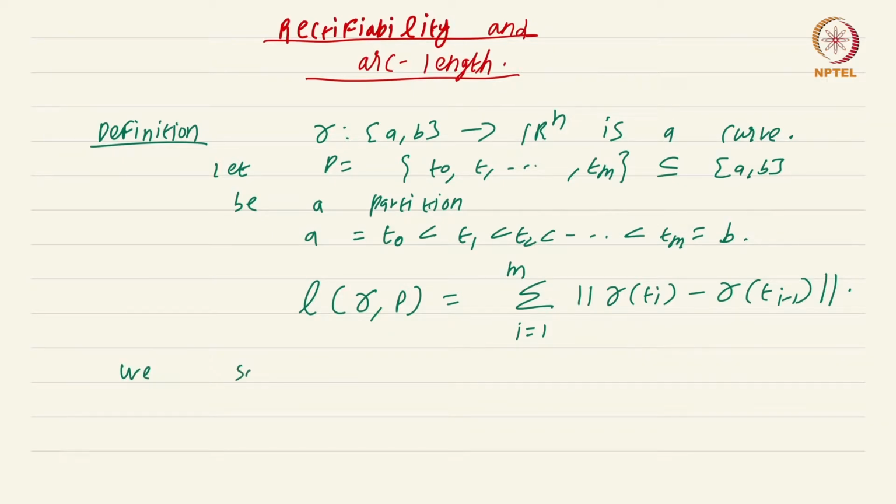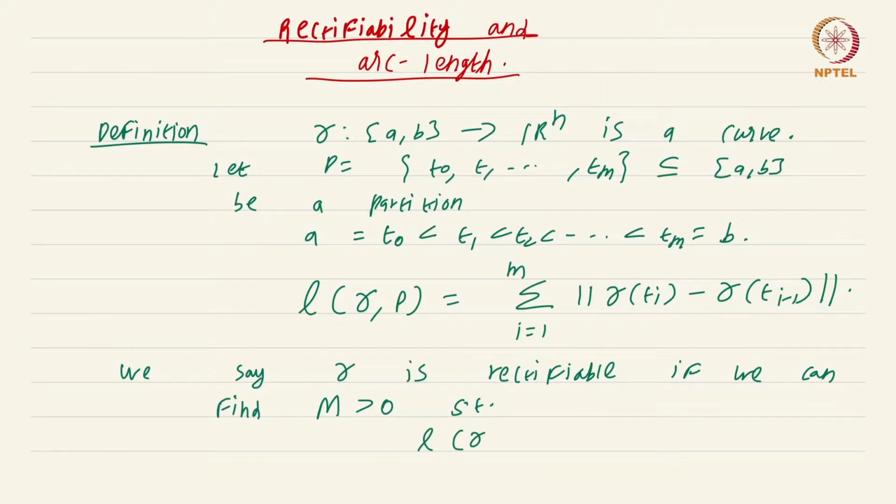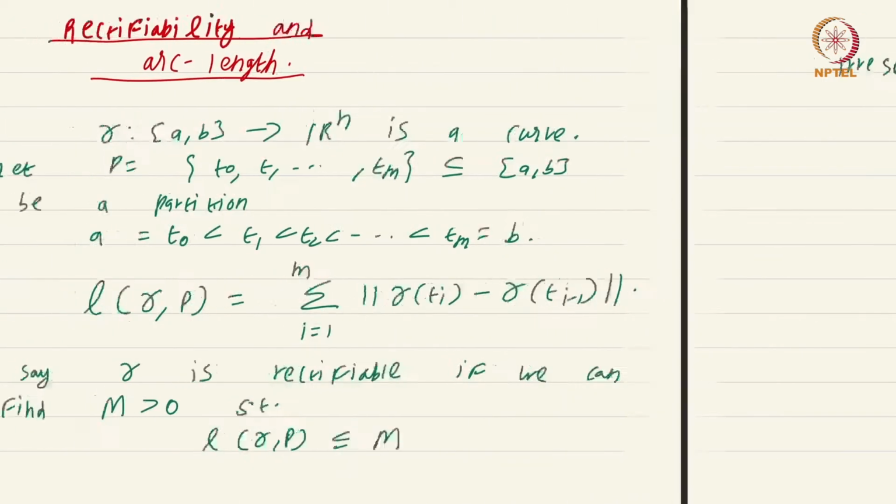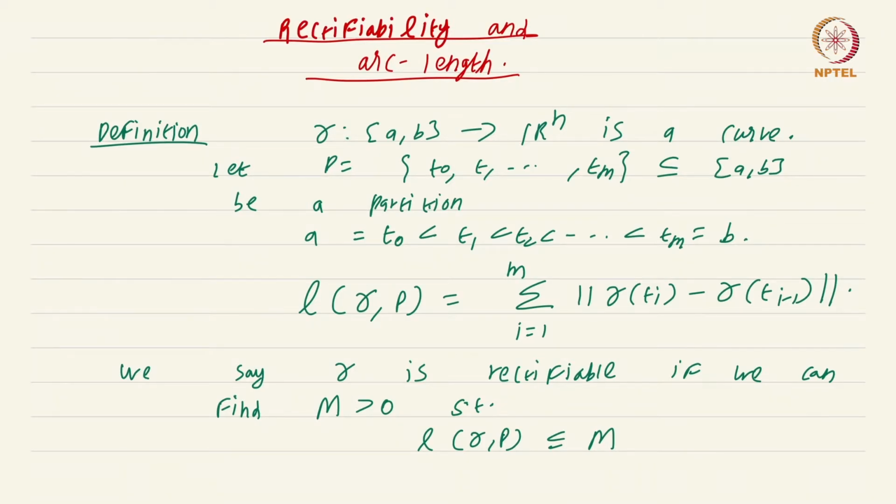Now here is the central definition. We say gamma is rectifiable if we can find a number M greater than 0 such that this L(gamma, P) is less than or equal to M irrespective of P. So what this is saying is, no matter what partition P you choose, the length with respect to that partition will be less than or equal to M, and this M is independent of the choice of partition.